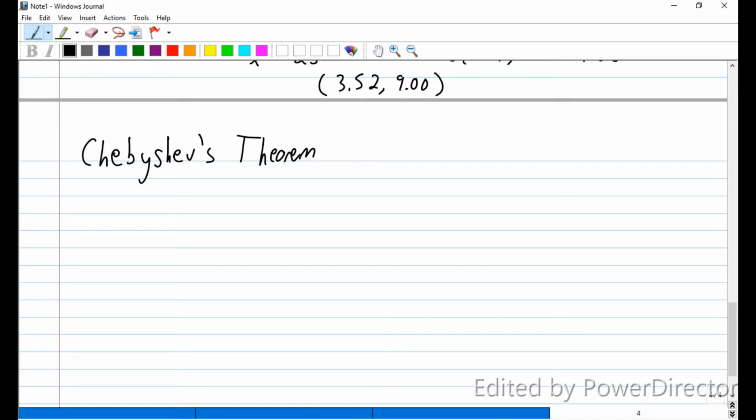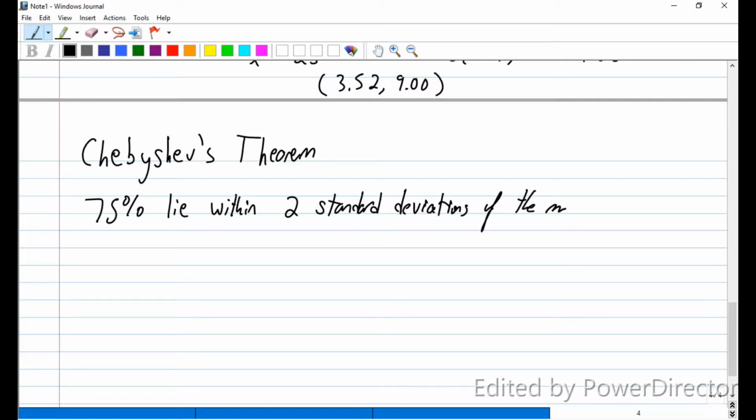All right, so Chebyshev's theorem, your standard deviations have to be greater than 1. So we only have percentages for 75% and 88.9%. Okay, so 75% of the data lie within 2 standard deviations of the mean. 75% lie within 2 standard deviations of the mean. And 88.9% lie within 3 standard deviations of the mean.